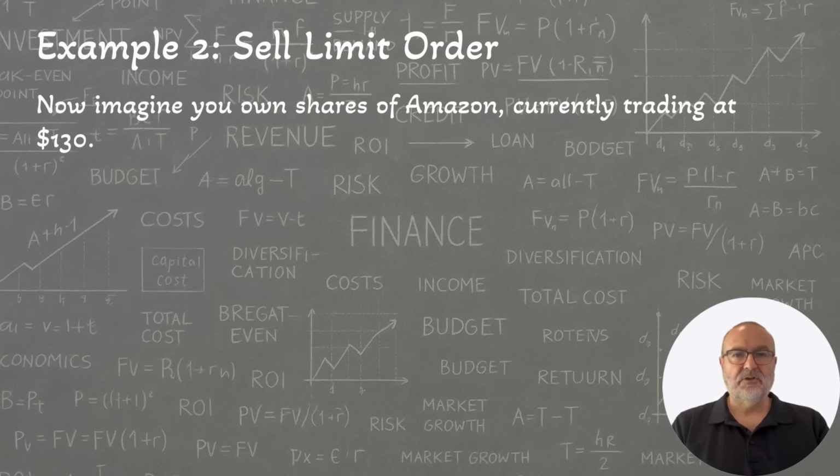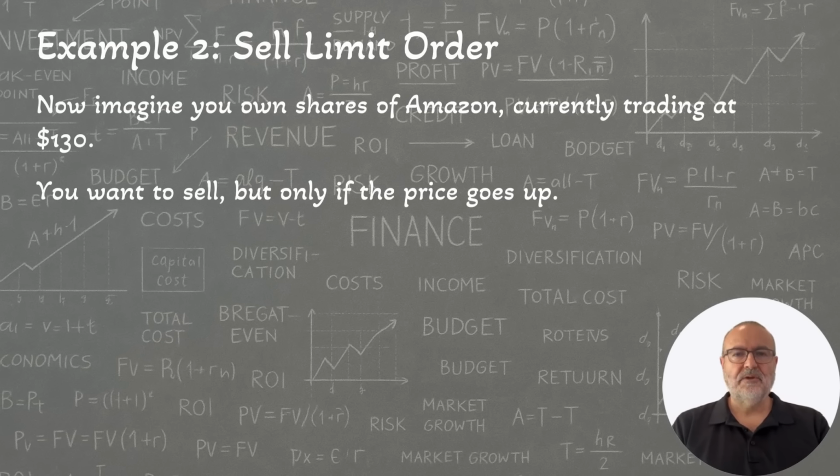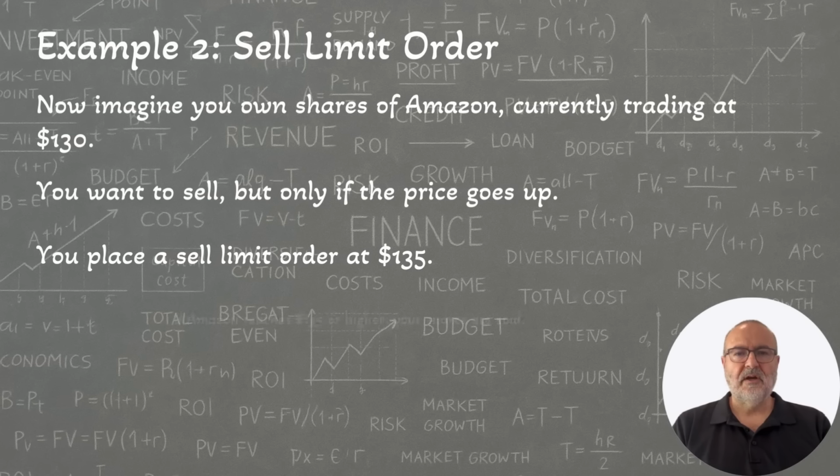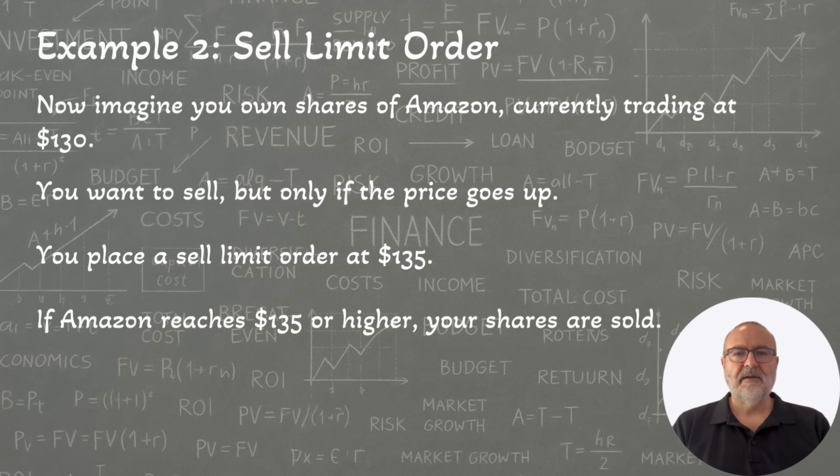Now imagine you own shares of Amazon currently trading at $130. You want to sell, but only if the price goes up. You place a sell limit order at $135. If Amazon reaches $135 or higher, your shares are sold. Otherwise, the order stays open.